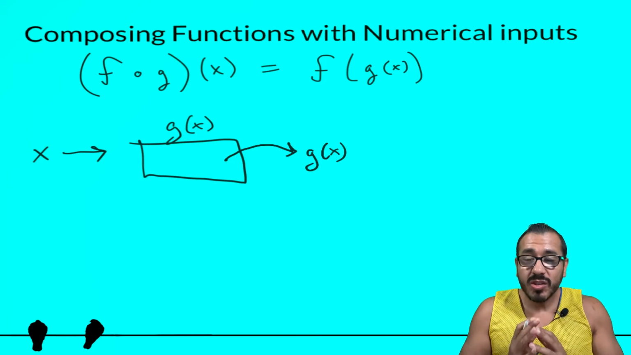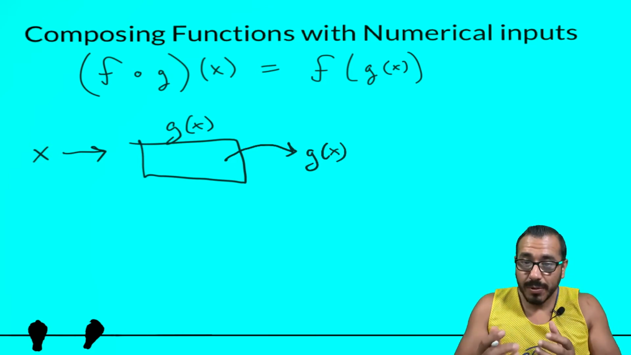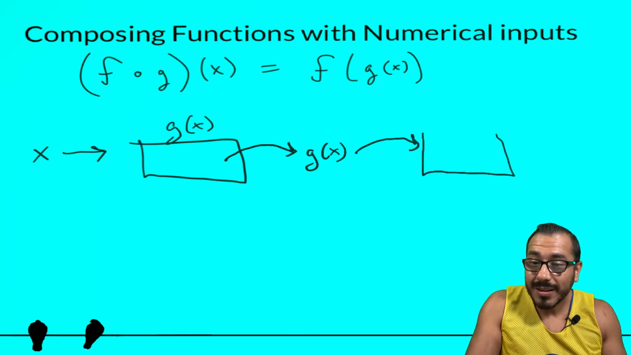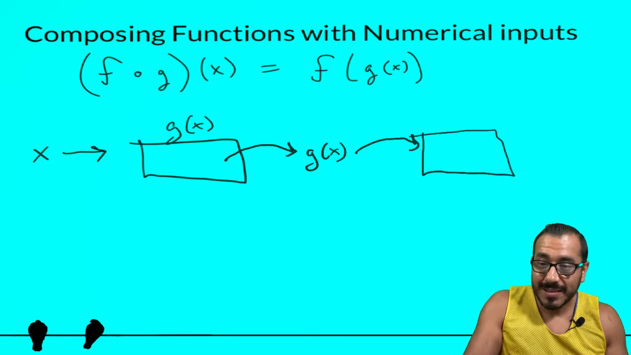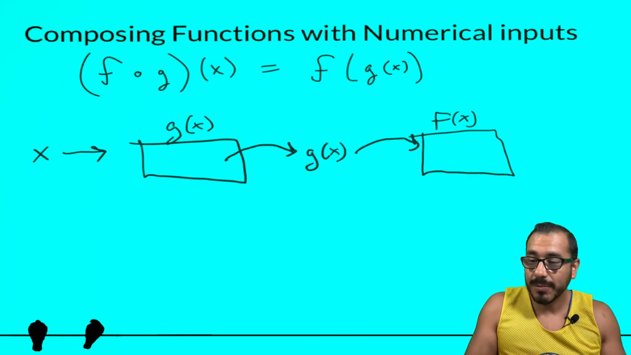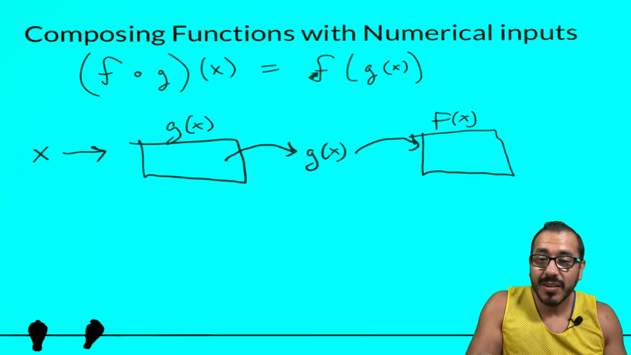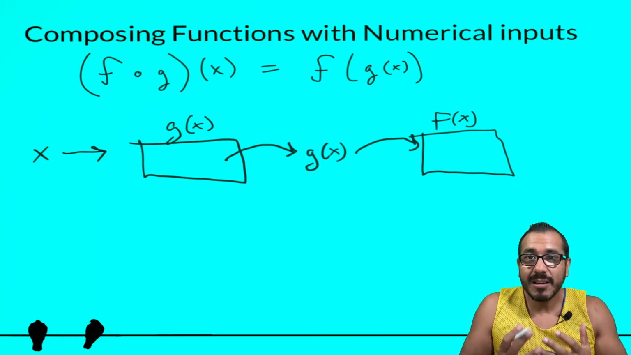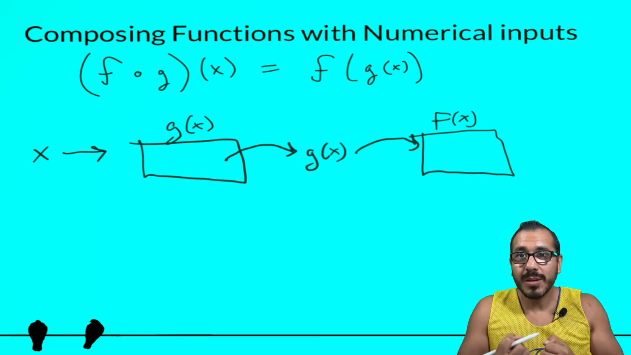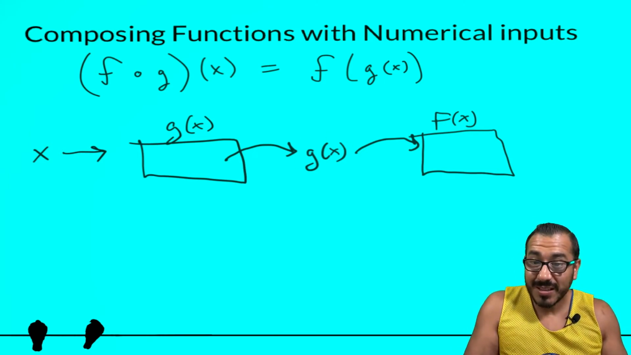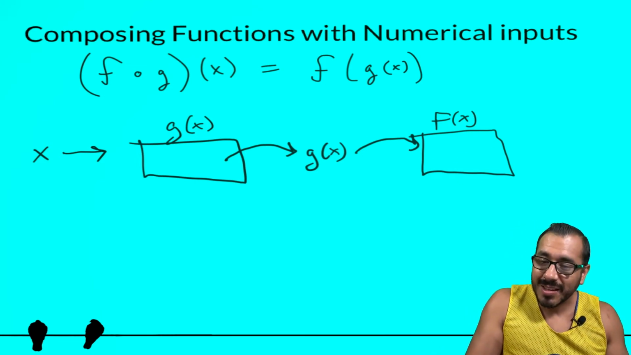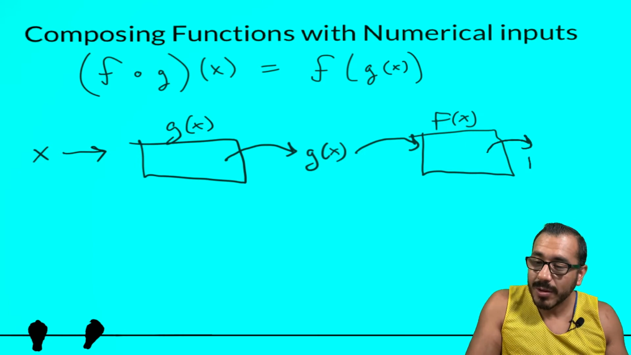And so now we're going to take that output, whatever that is, and plug it into our next function. In this case, our next function is this outside function that we're calling f of x. And f of x is going to tell us exactly what to do with this new input. So now this g of x becomes the input for this new function, and whatever comes out of there, that's what we call f of g.